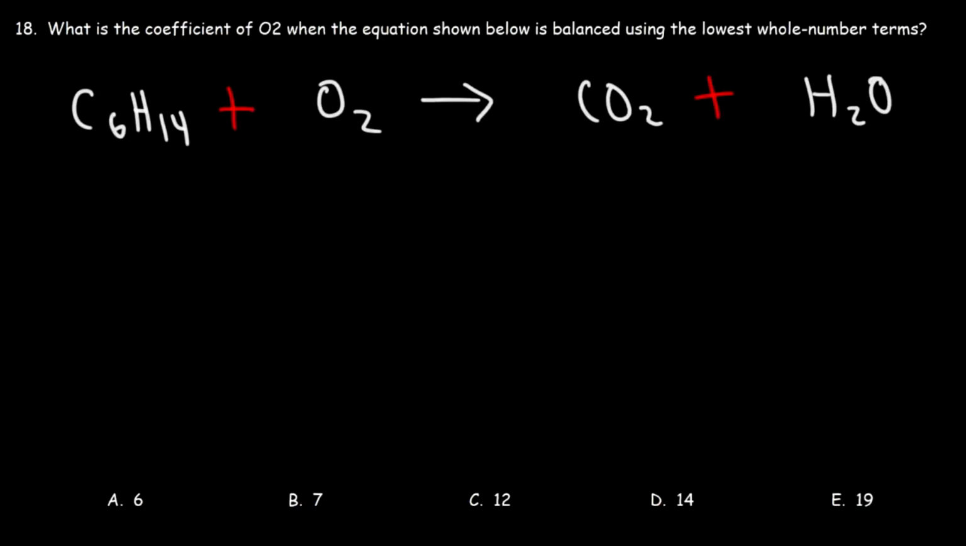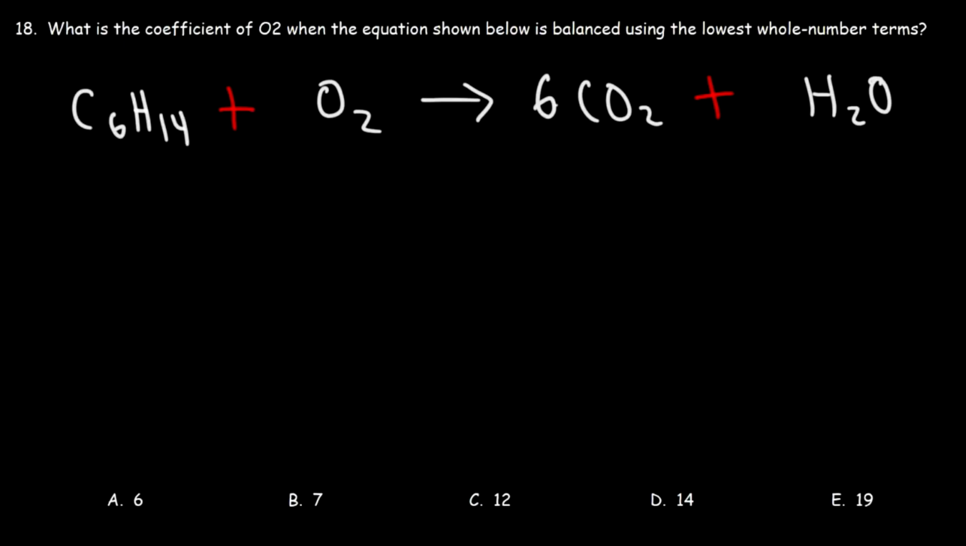Number 18. What is the coefficient of O2 when the equation shown below is balanced using the lowest whole number terms? So let's begin by balancing this equation. Let's start by analyzing the carbon atoms. Notice that we have 6 carbon atoms on the left side. We only have 1 on the right. So to make the number of carbon atoms equal, we need to put a 6 in front of CO2.